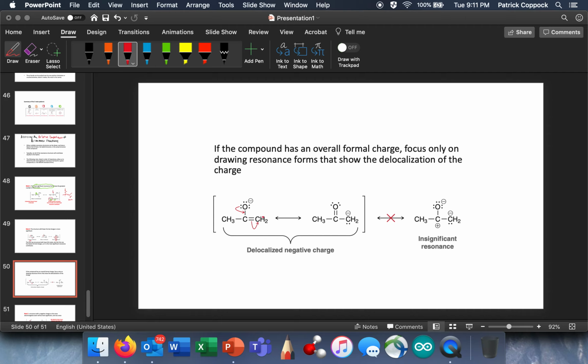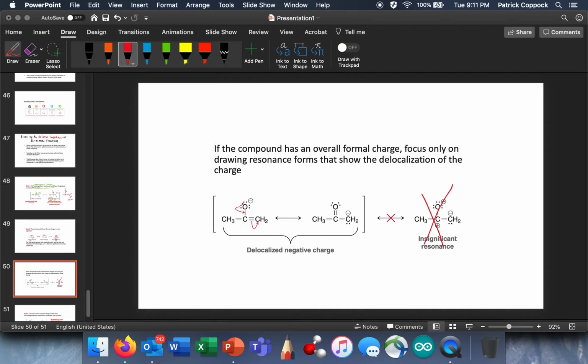Let's look at a compound that has a lone pair of electrons that are allylic, again, right, to a double bond. So if this compound has an overall formal charge, then we focus only on resonance forms that show the delocalization of that charge. So we start out with a negative charge here. We're not going to get like a negative charge and a negative charge. We're not going to get two negatives and a plus. So this is irrelevant. Okay? I mean, of course, such a structure exists, but it's so low in energy that it's essentially negligible.